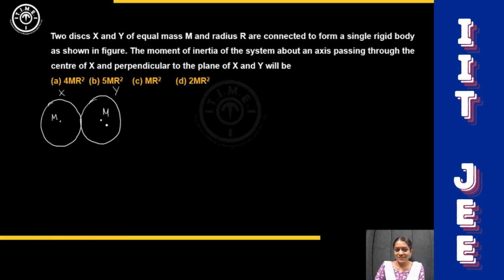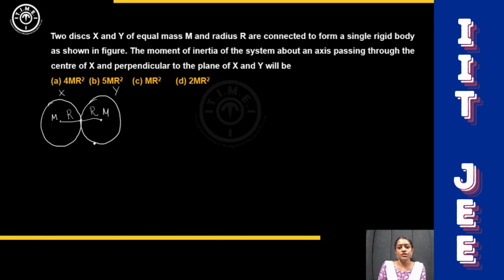So read the next question. Two disks X and Y of equal mass m and radius r are connected to form a single rigid body as shown in the figure. The moment of inertia of the system about an axis passing through the center of X and perpendicular to the plane of X and Y will be dash. See here, we are considering two identical disks, both having mass m and radius r. Okay, so let us take r as the radius of both the disks.